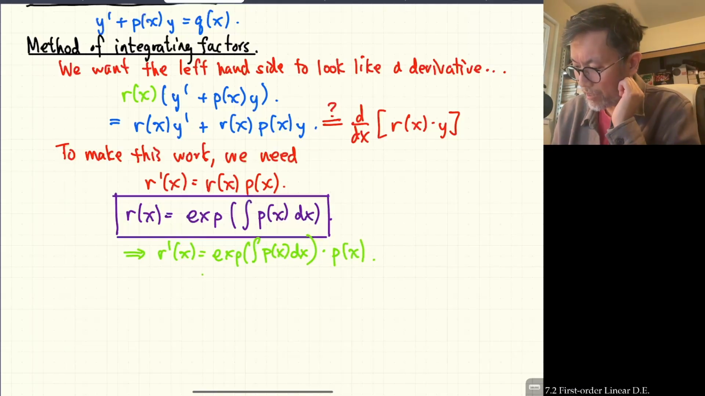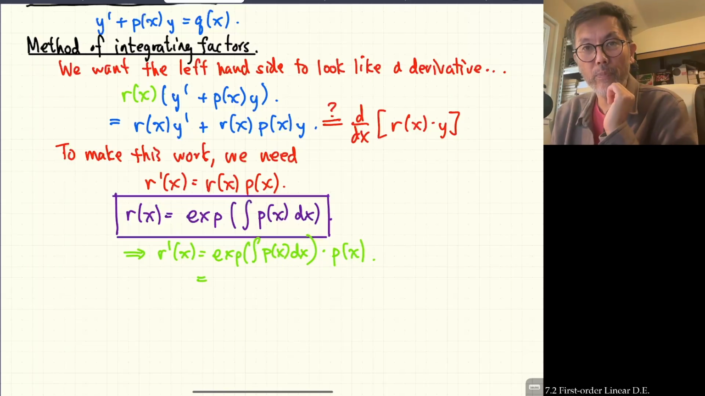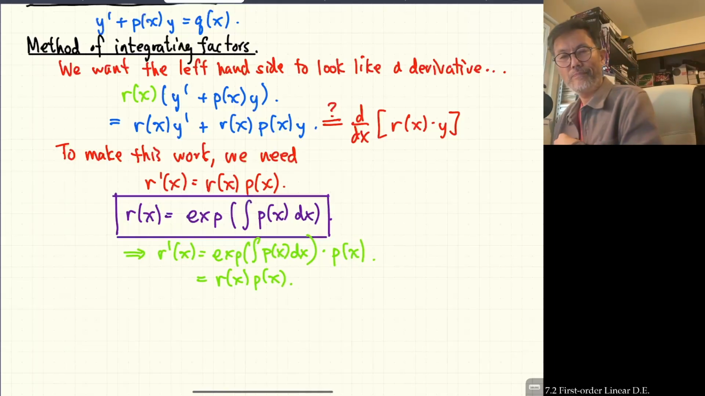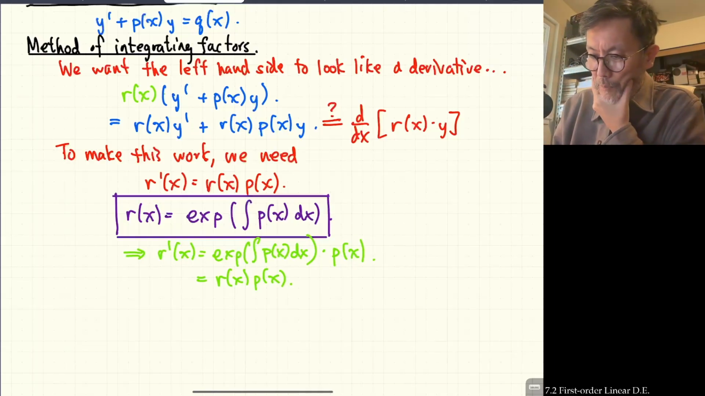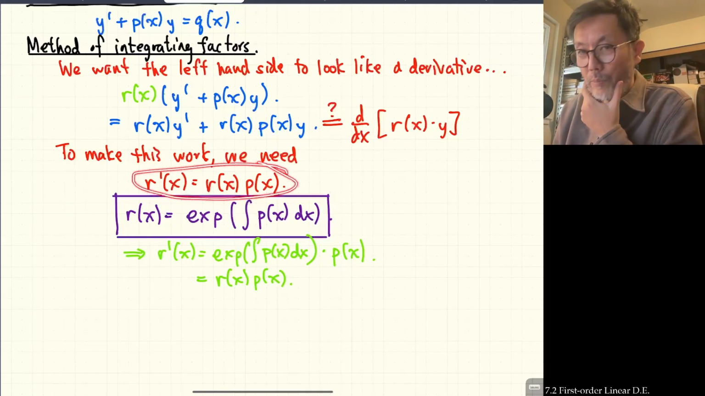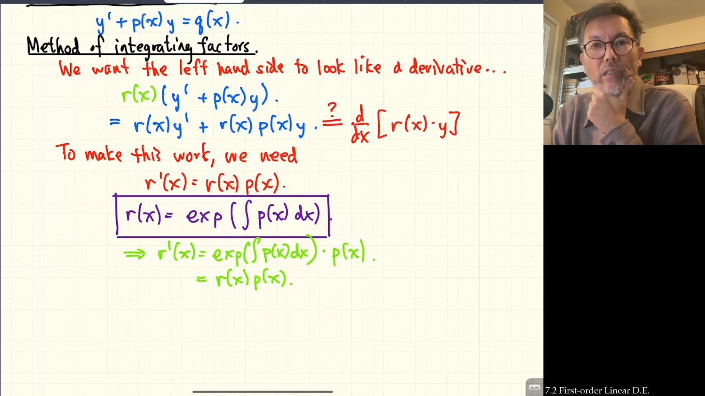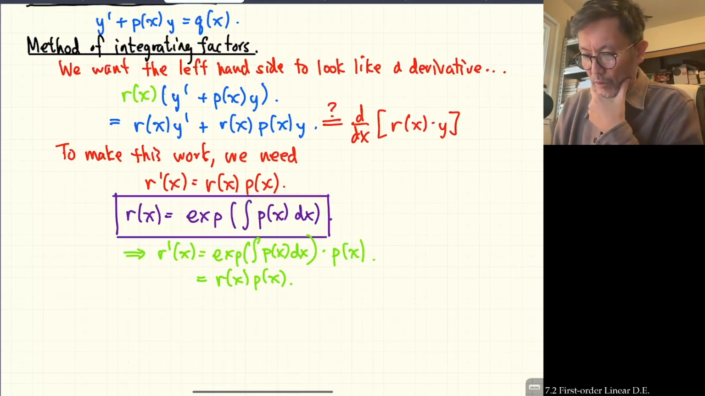But look, this first factor right here is r(x). Okay, compare. We said we need this to be true, and it is true for this particular choice of r(x). So this is great. This is what's called the integrating factor.